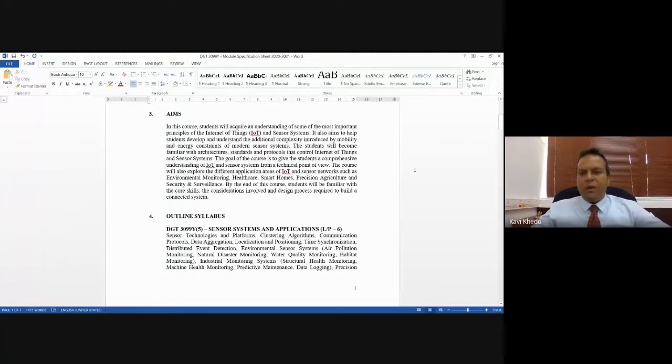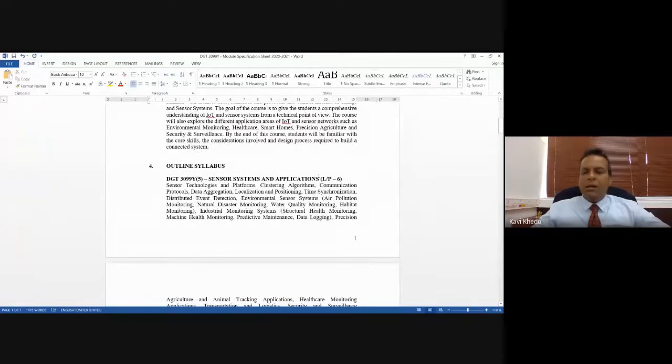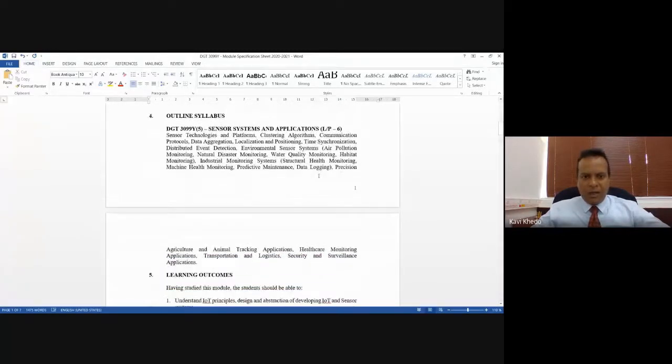At the end of the day, after completing this module, you should become proficient in the Internet of Things and sensor systems, learning all the ins and outs: how to deploy, how to mount sensor systems, and start monitoring and transmission of the data. So this is the outline syllabus. You'll see it covers data aggregation, communication protocols. These will be discussed in the module.